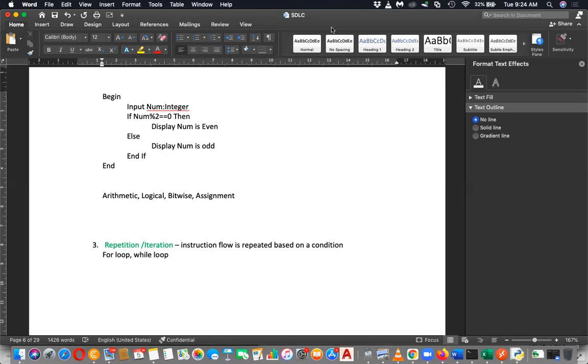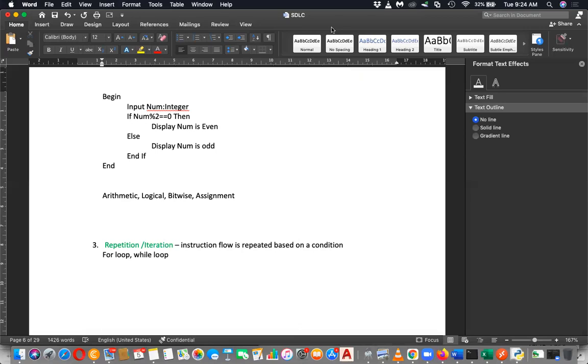Addition, subtraction, division, multiplication, floor division or integer division, remainder, and exponent or power. Those are the arithmetic operators, right? So what are the other things? Comparison: greater than or equal to, less than or equal to, equal to, not equal to. Yes, we read it as equal to.